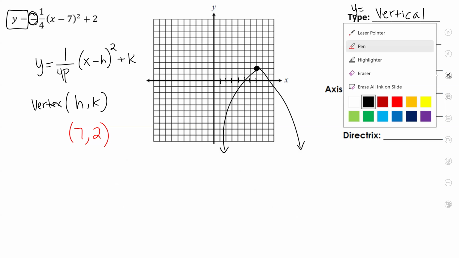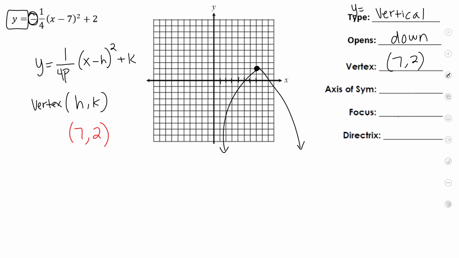Okay, let's talk about what the p-value is. So the formula is 4p. However, the equation has a 4. That means your p-value has to be 1, because 4 times 1 will give you this 4. So your p-value is 1.